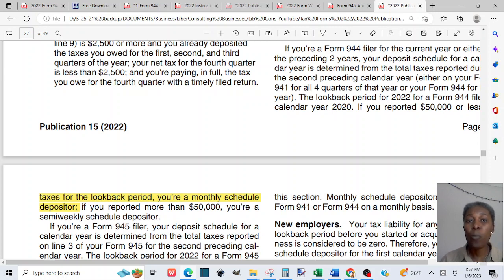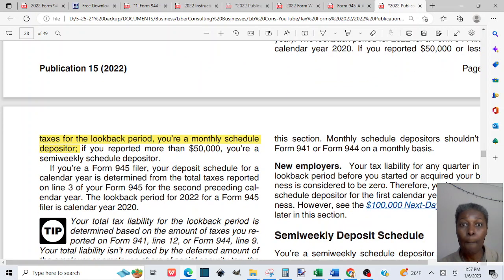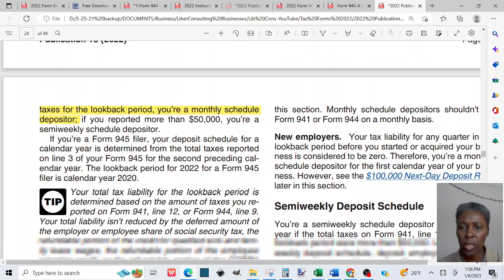So if at any day during the year your tax liability is $100,000 and you were a monthly depositor, you will automatically become a semi-weekly depositor, and you will deposit that liability the next business day, but then you will remain a semi-weekly depositor for the rest of the year. So there is that $100,000 tax liability. Now, income tax liabilities, employment tax liabilities. So, but yeah.